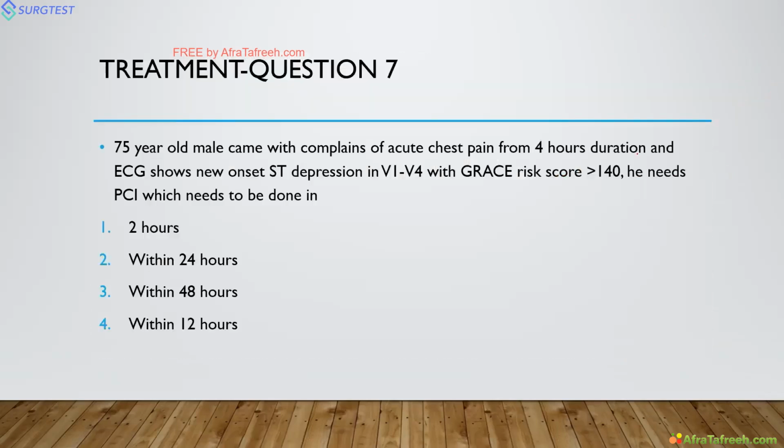Okay. Next question. It's a very practical question. Recent guidelines from ESC. A 75-year-old male, acute chest pain for 4 hours duration. ECG shows new onset ST depression in V1 to V4 with a Grace risk score of more than 140. He needs to be taken for a PCI. When will we do the PCI? 2 hours, within 24 hours, within 48 hours, or within 12 hours?